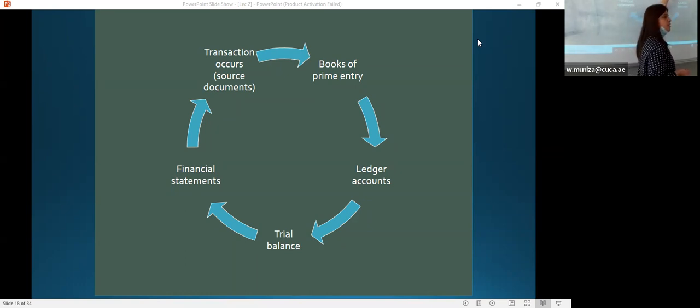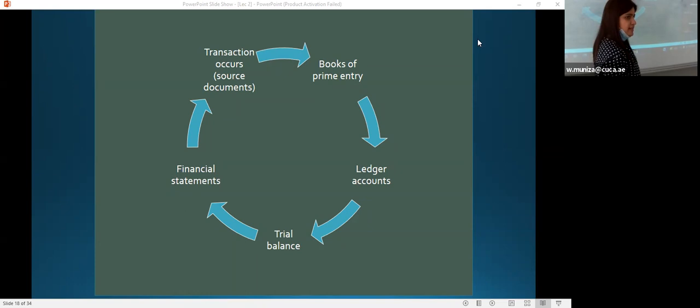The books in which we record the transactions are known as books of prime entry, which are 7 in number. Then, when the recording phase ends, we move to the next phase, that is classification of those transactions. The books in which we classify the transactions are known as ledger accounts. When this phase ends, we move to the trial balance.